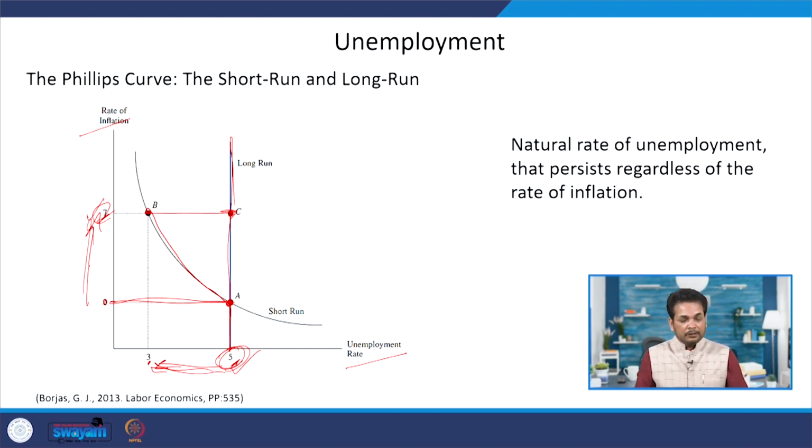So, the trade off between inflation and unemployment exists in an inverse way in the short run, but not in the long run. In the long run, the economy operates with a natural rate of unemployment. It persists regardless of the inflation rate. So, 5% is the natural rate of unemployment in the economy regardless of whatever the inflation rate is.